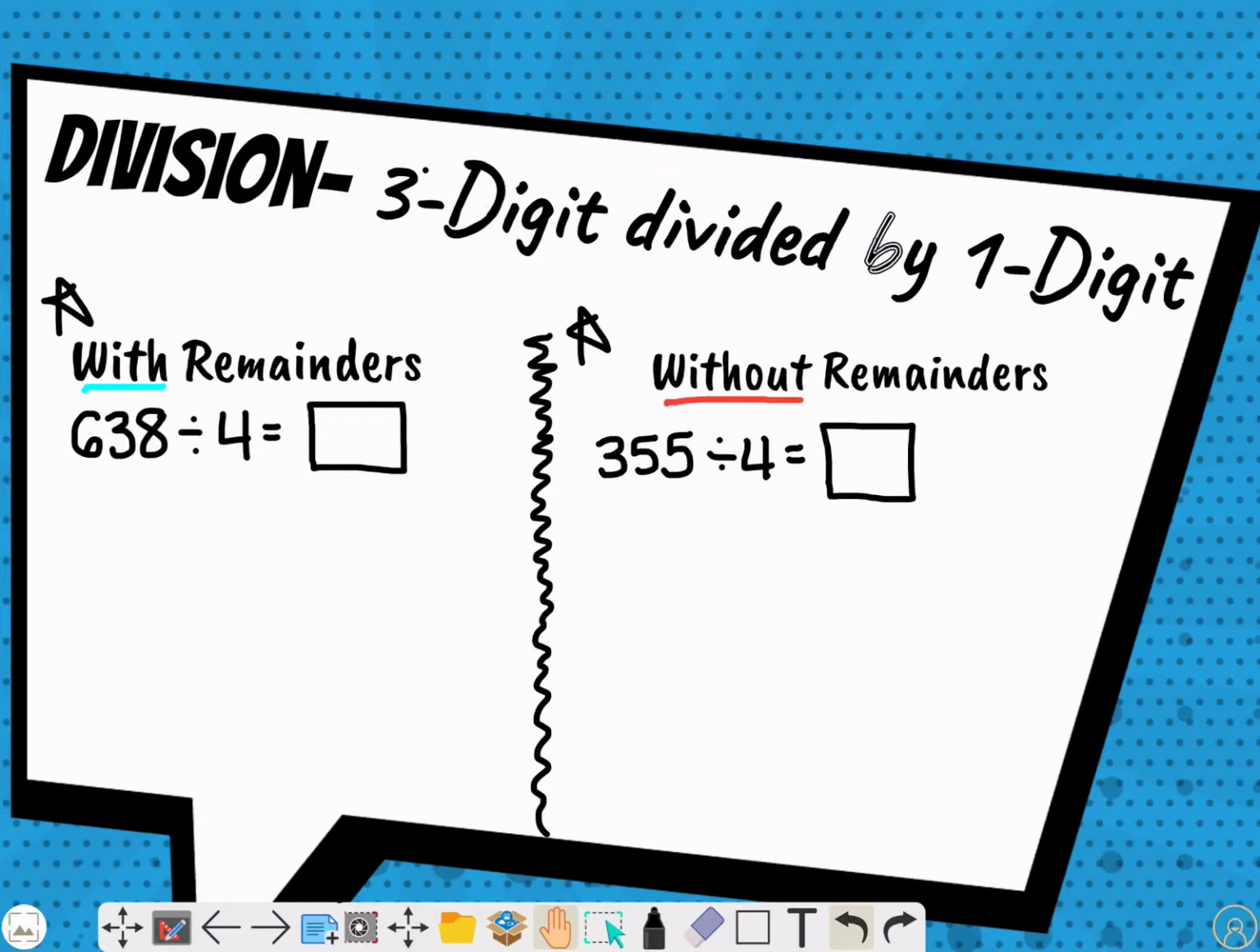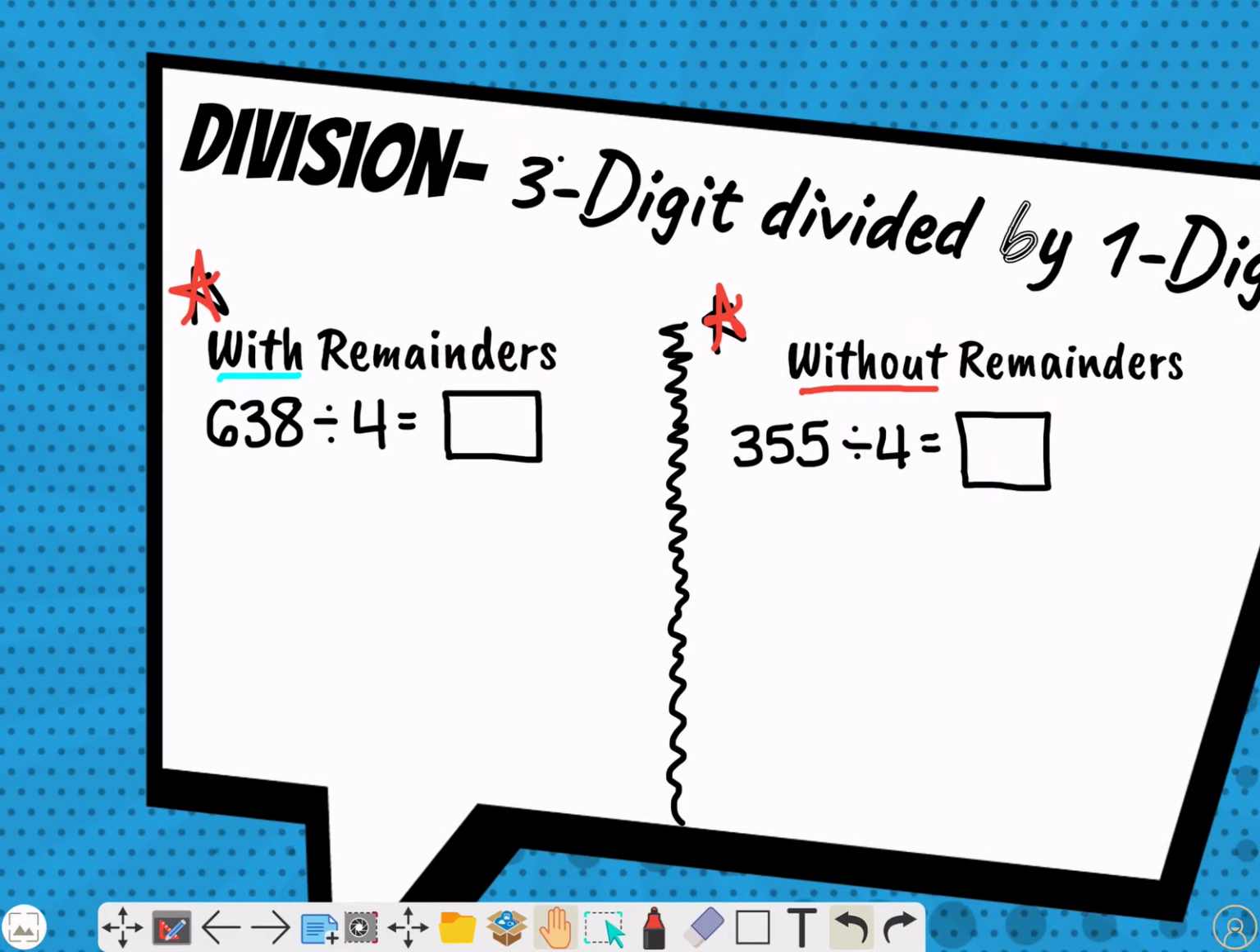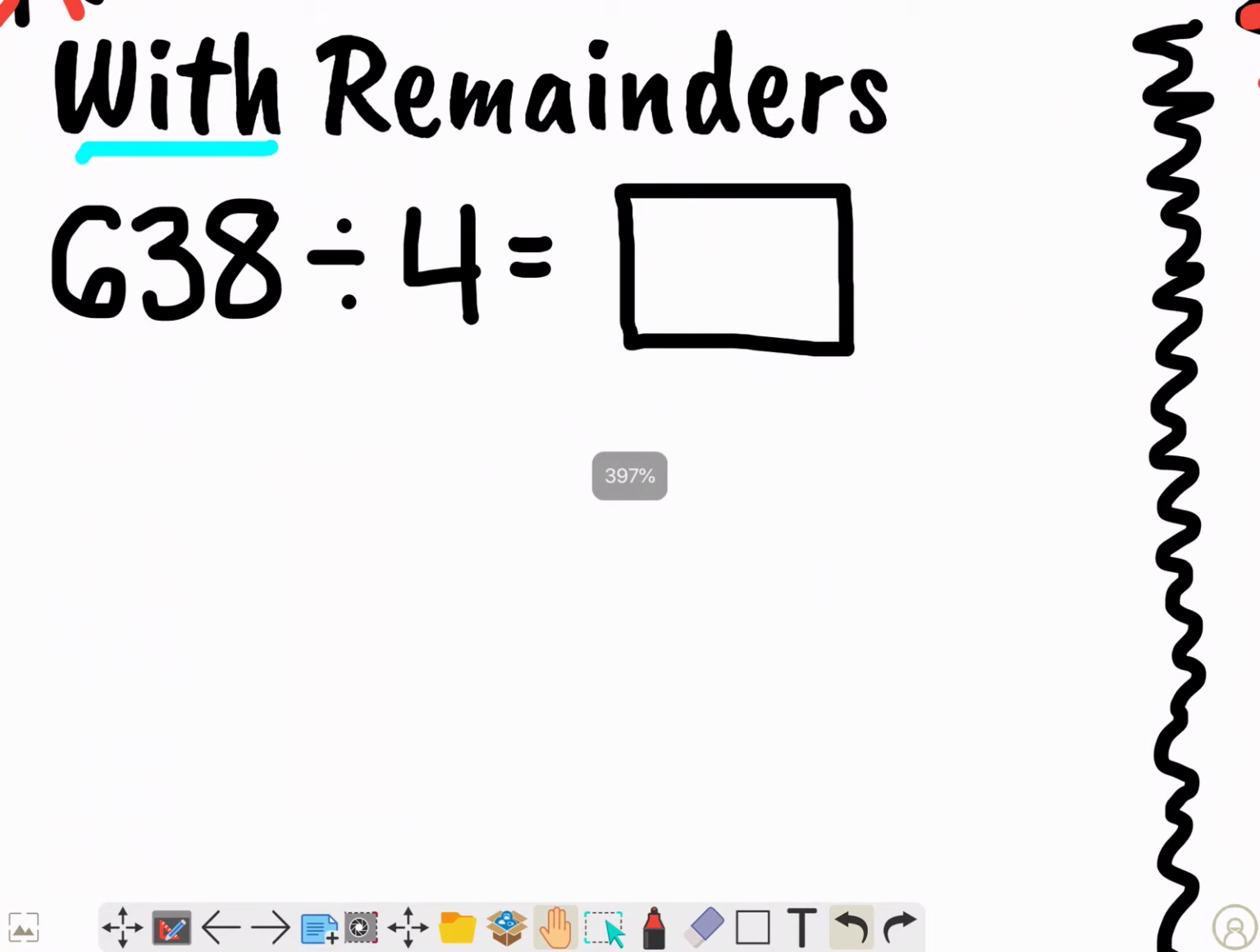Then we're going to talk about dividing, and we're going to talk about 3 digits divided by 1 digit. Now, some of your answers can be kind of long. I'm going to do 2 problems. One's going to be with remainders, and one's going to be without remainders, so you can see the difference between the two. So let's say we have the problem 638 divided by 4.